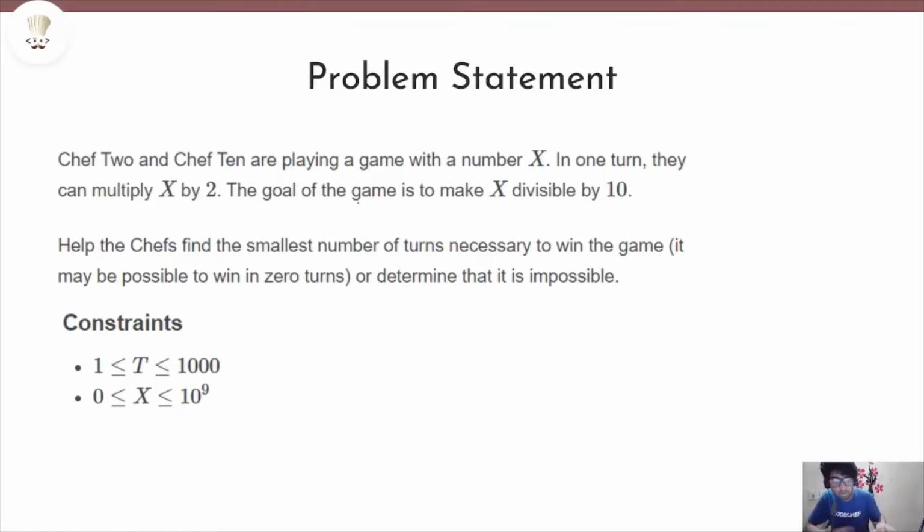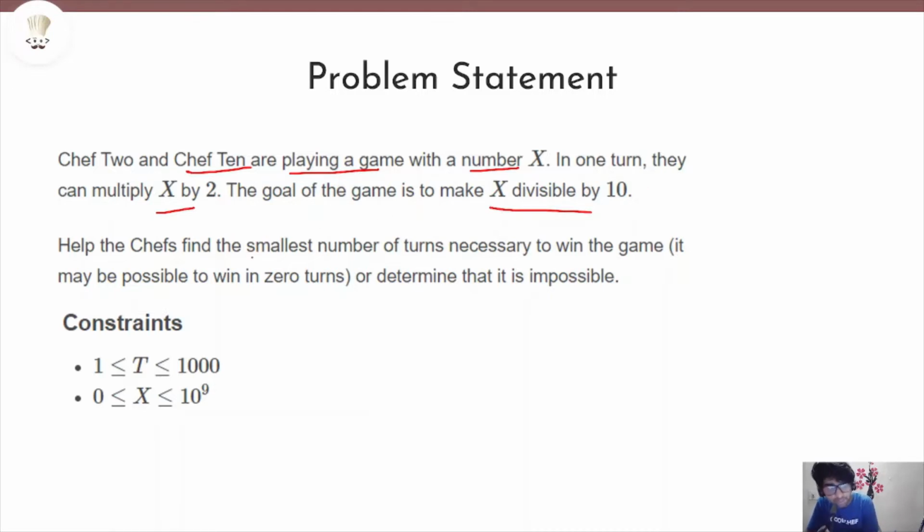Here in the problem statement, it is given that Chef 2 and Chef 10 are playing a game with a number x. In one turn, they can multiply x by 2. The goal of this game is to ultimately make x divisible by 10. So in other words, we need to count the number of repeated multiplications by 2 that we need to perform on a given number x such that at the end of these iterations, our number x is divisible by 10.